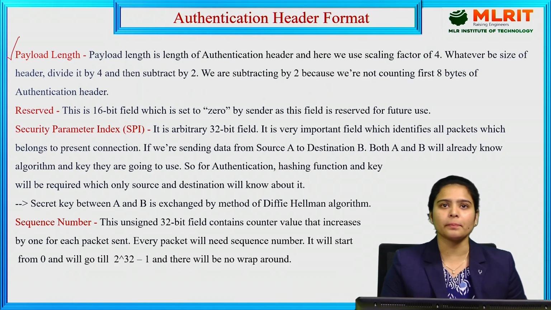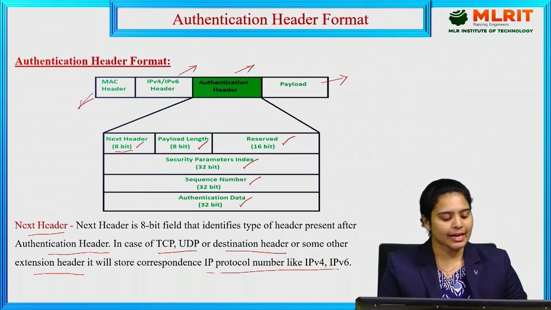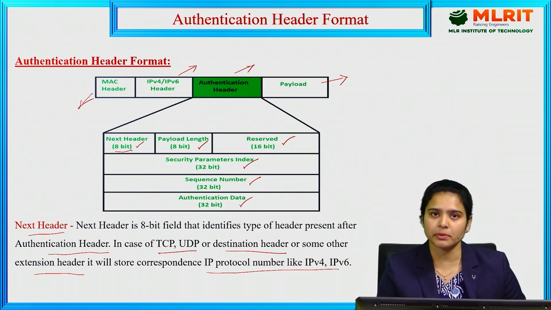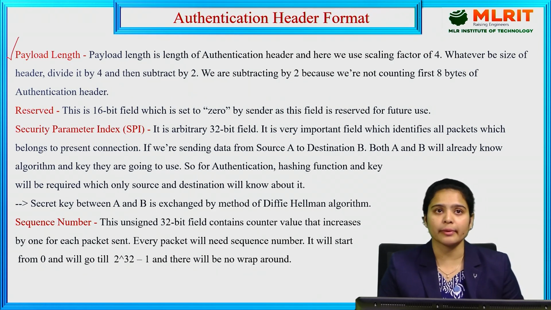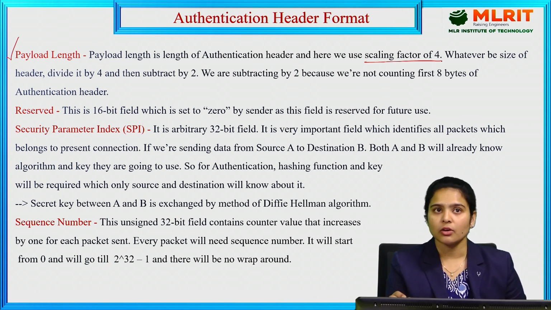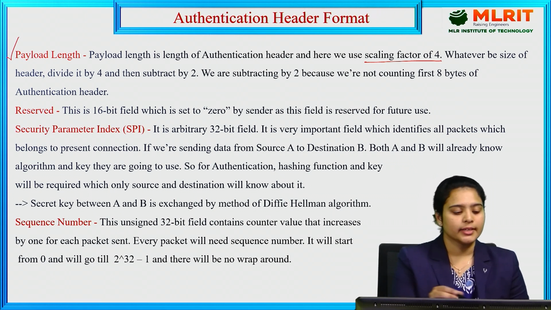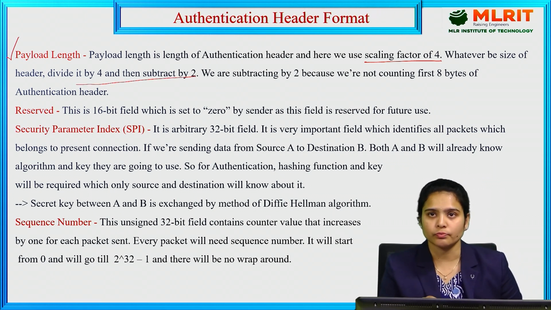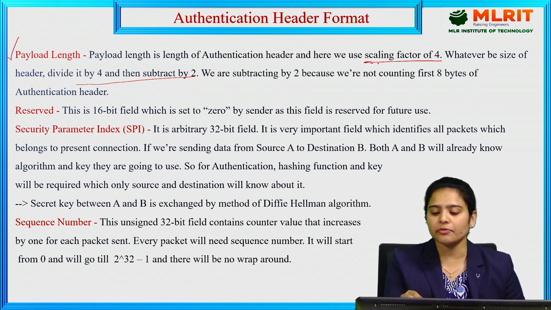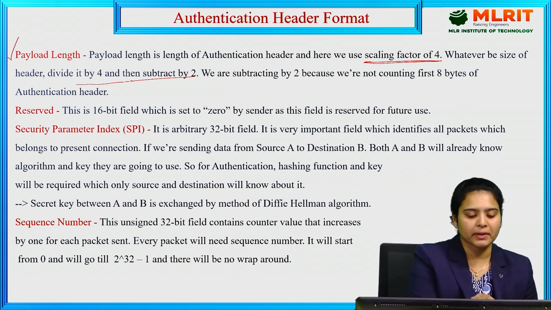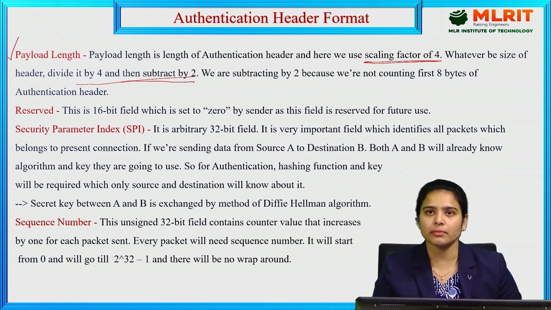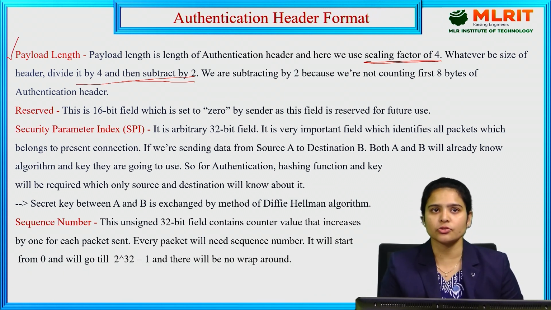So what will happen in the payload length? In the previous slide we saw that the next header consists of 8 bits, and in this slide we are going to see the payload length. The payload length also consists of 8 bits, and it uses a scaling factor of 4. Whatever the size of the header is, divide it by 4 and then subtract 2. So we are not counting the first 8 bytes of the authentication header. First we use the scaling factor of 4 and then subtract 2. Like this we are going to determine the payload length.